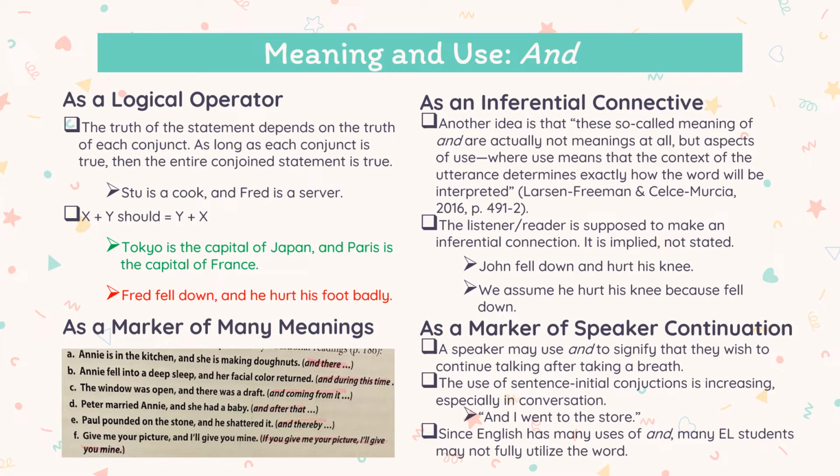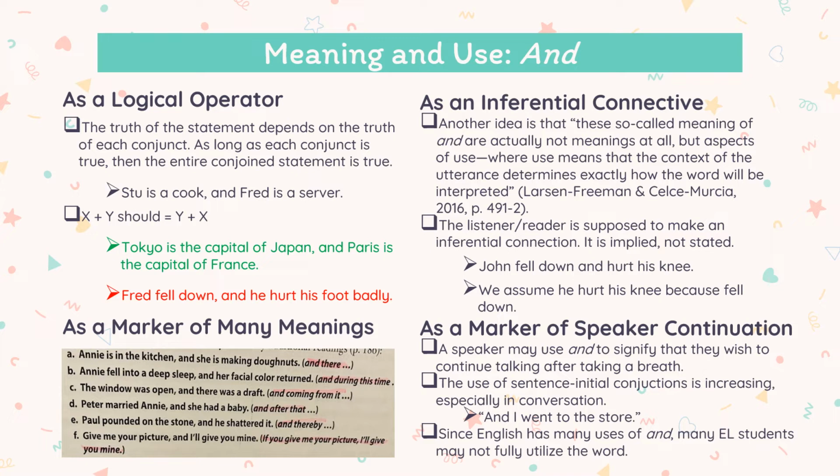The third way to think about the word "and" is as an inferential connective. Another idea is that these so-called meanings of "and" are actually not meanings at all, but aspects of use, where use means that the context of the utterance determines exactly how the word will be interpreted.